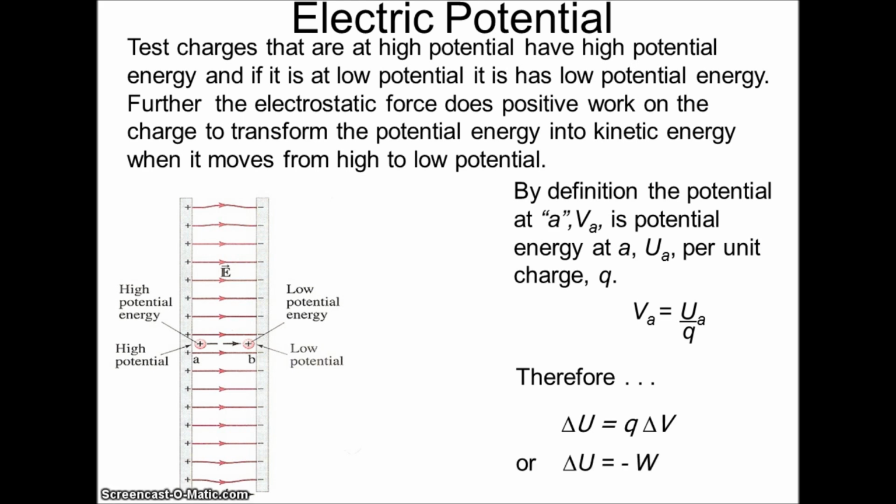When it changes from a high potential energy to a low potential energy, it's going to be losing energy in the form of potential energy. Well, that means that the electric field is doing work on it, and that's converting that potential energy into kinetic energy. So change in potential energy would be equal to negative work.